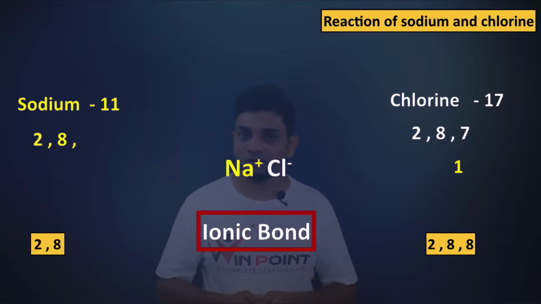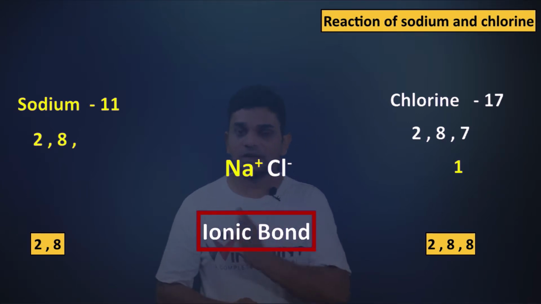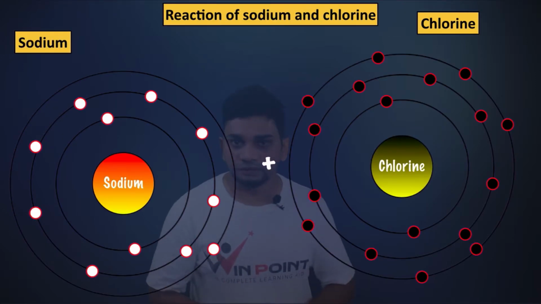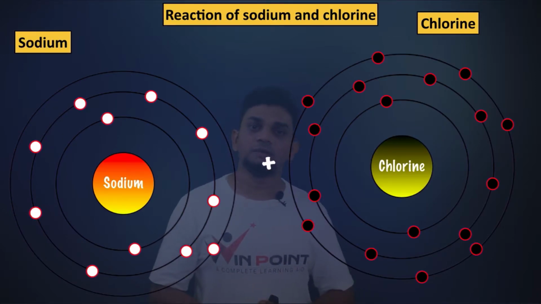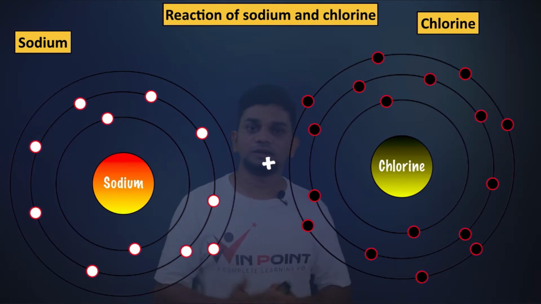That is electrostatic force. There will be strong electrostatic force of attraction because they are oppositely charged ions, Na+ and Cl-. Now we are going to discuss the reaction of sodium and chlorine in the form of diagrams. The same reaction we are going to discuss in the form of a diagram.